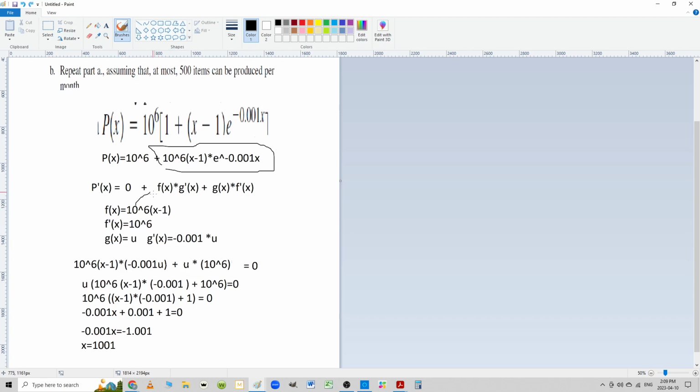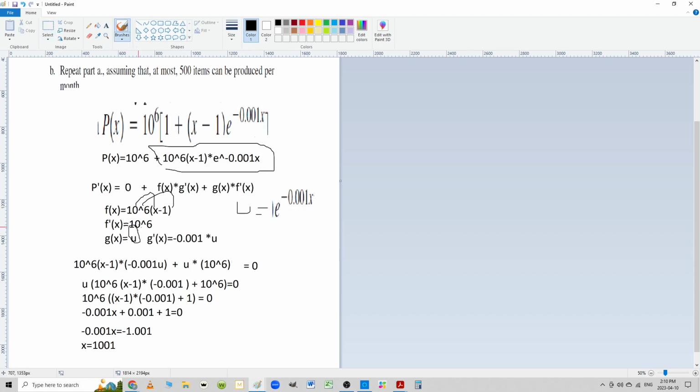I make my f of x 10 to the 6 times x minus 1, and the f prime is 10 to the 6, because if I were to expand that and take the derivative, it's just 10 to the 6. My g of x I'm going to make, so that means I'm going to make u equal to this. Just going to make my life easier. And I'm going to just call it u.